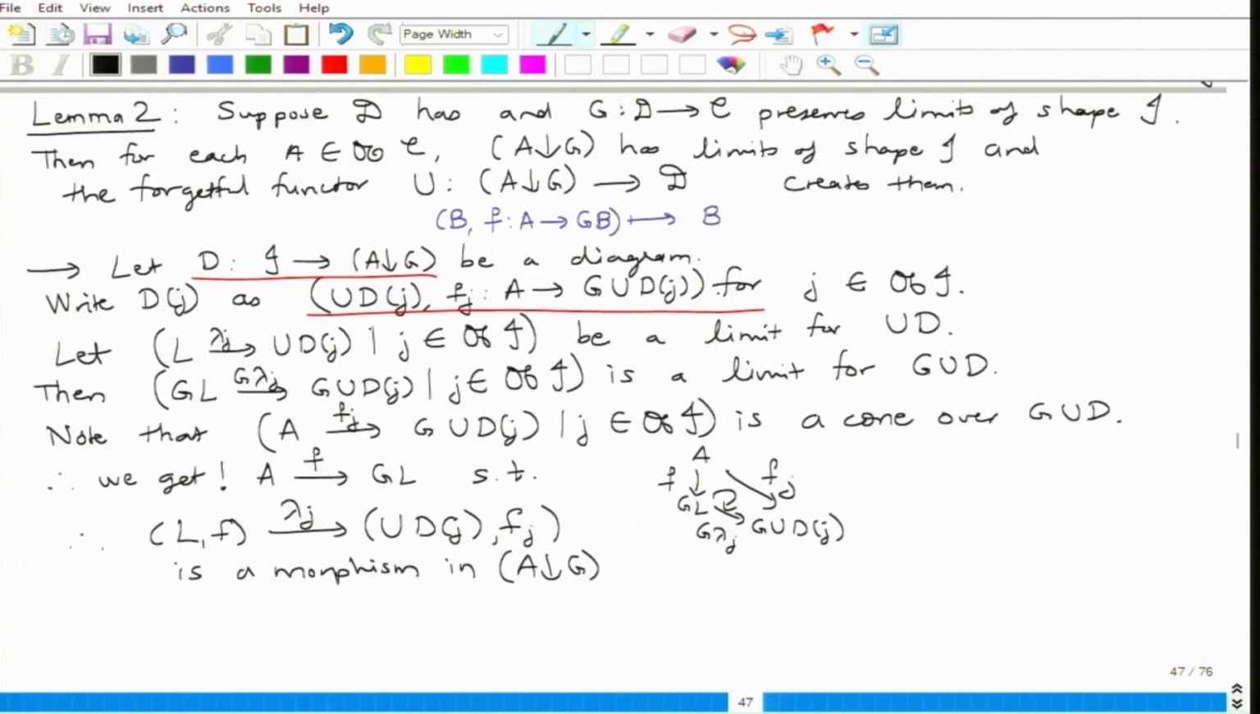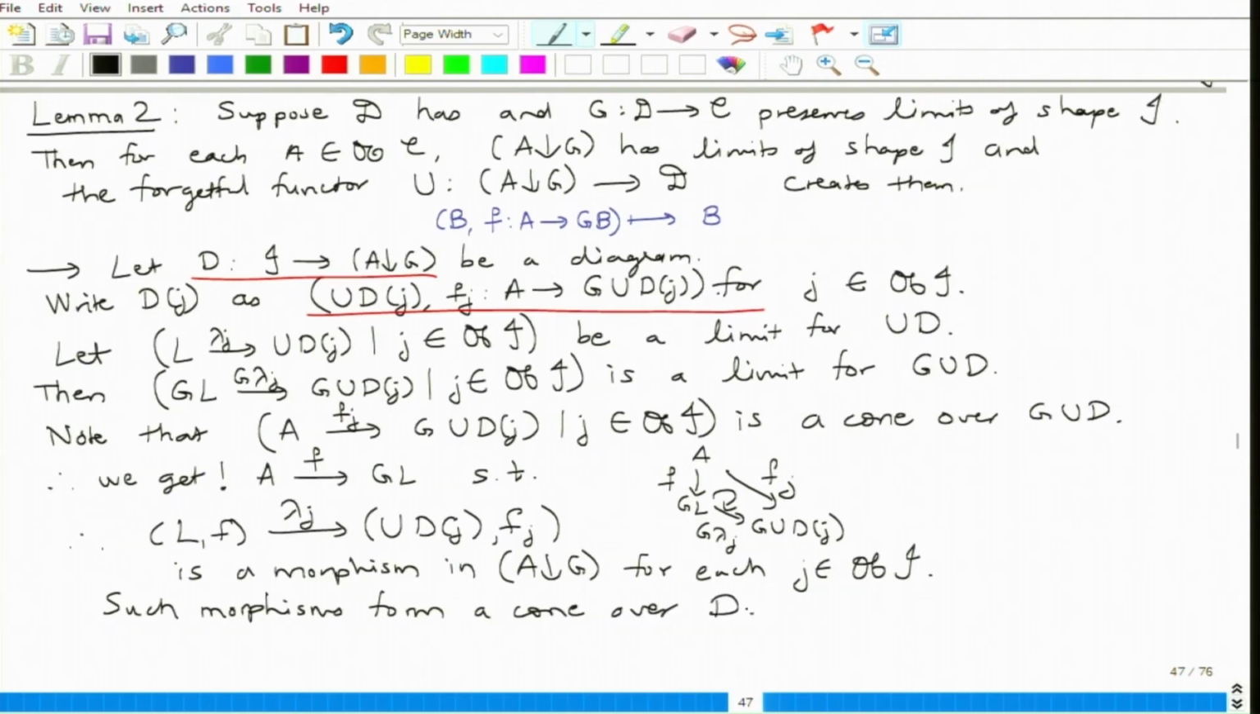Okay. So now what did we conclude? So lambda J is a morphism in arrow G for each J in objects of J. So therefore, such morphisms form a cone over D. Just D. UDJ comma FJ is actually DJ, so it's just a single object. So therefore it forms a cone over D.